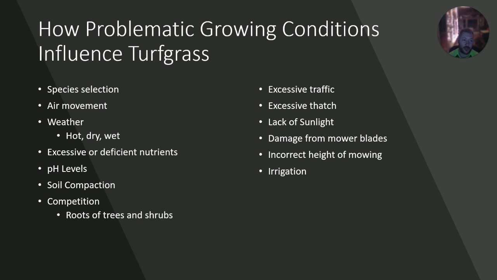Damage from mower blades, right? If you don't have sharp blades and you're cutting really jagged, nasty cuts on blades, you're making the turf susceptible to diseases. And then we have the incorrect height of mowing. Maybe you're mowing it down to like a half an inch, thinking that you're making a putting green, and all you're doing is making your turf susceptible to everything known in the area. And then lastly, we have irrigation. Now, these are all not in a specific order of importance, but all of these are important to grow quality turf.